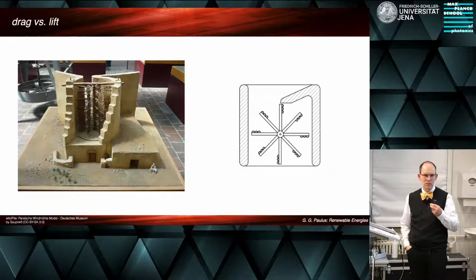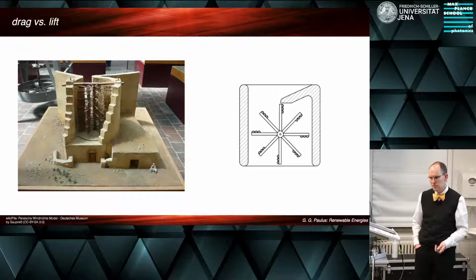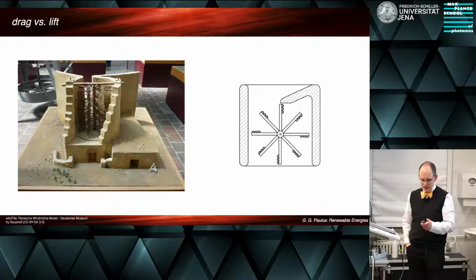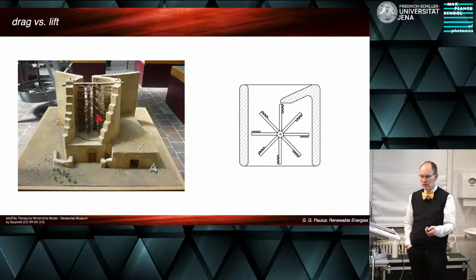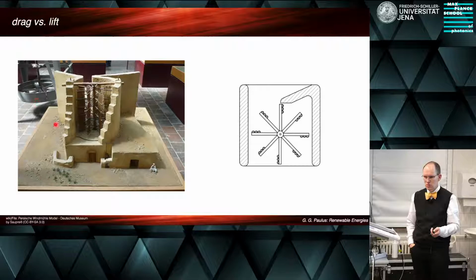What is the nature of the forces that propel a windmill? There are two options, actually, for a windmill. One relies on drag, on the phenomenon that we just have discussed. The most well-known and probably also oldest example is the Persian windmill. Here you see a model that's in the Deutsche Museum. So you also see the reference.